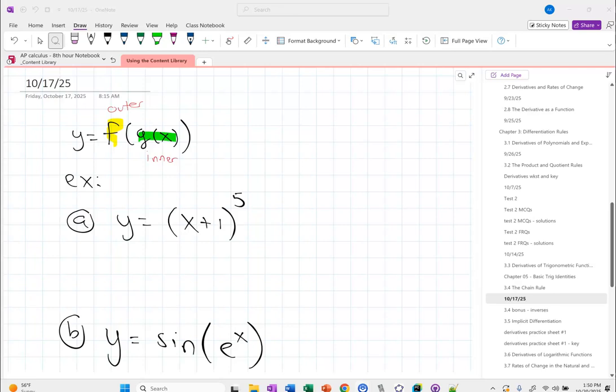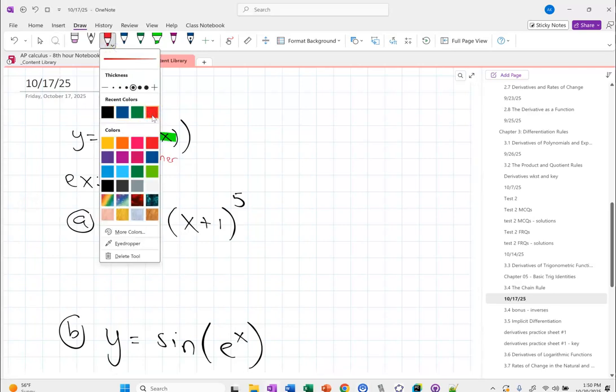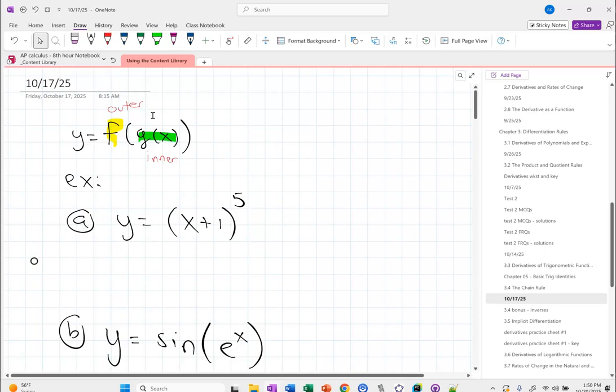Let's run through that and make sure we feel good about being able to pull that data from looking at a function, because if you can't do that, everything afterwards is going to be a moot point, because this is a skill we have to have in order to differentiate things in that situation. Okay? So if we look at the function y equals quantity x plus 1 to the fifth, did you see a composition there? Does that look like a composition? It's one function plugged into another, so it's like an f of g of x. Okay?